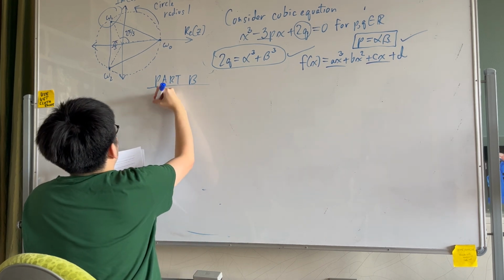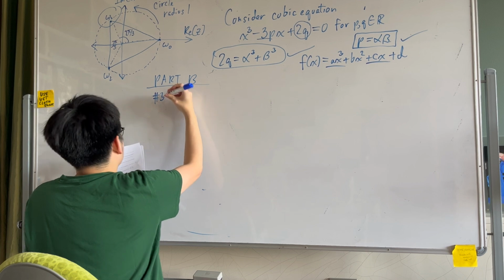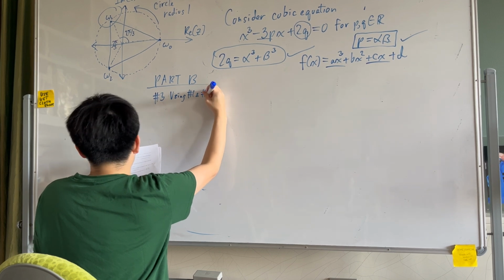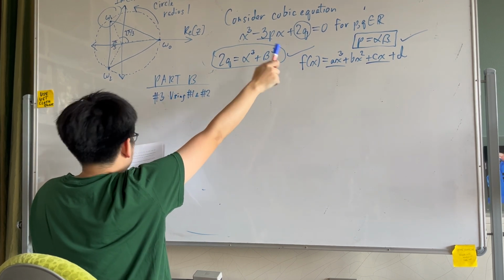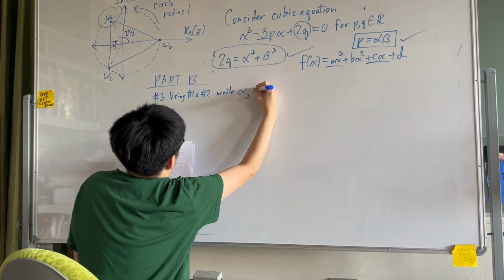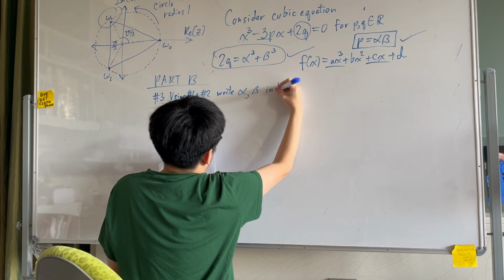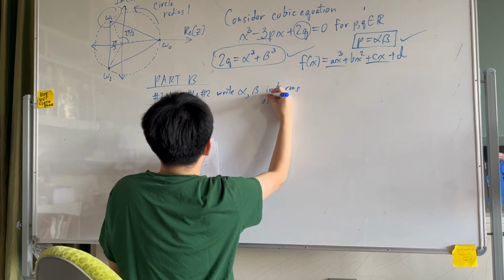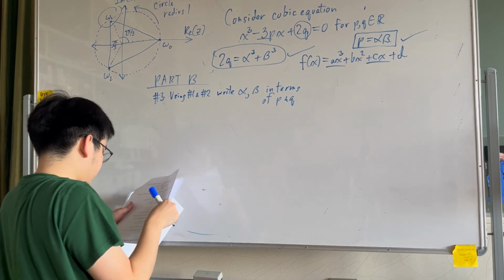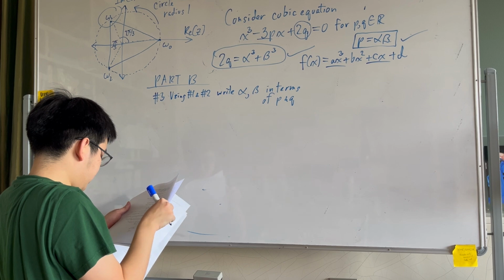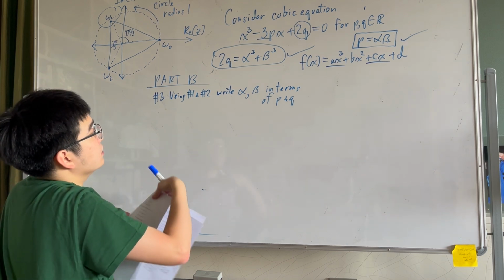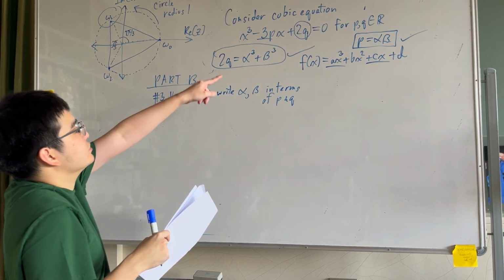Okay. Number 3, using number 1 and number 2, which is already erased, but it's those 2 results here. Write alpha beta in terms of p and q. And now to go to that part here. Okay, yeah, we just need to manipulate those equations now and substitute them in terms of each other. So yeah, we just play with those.